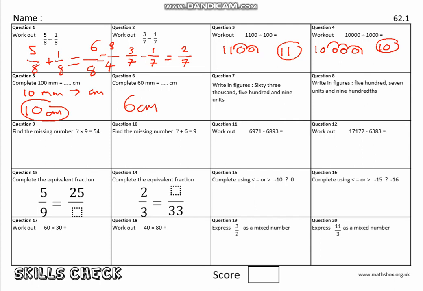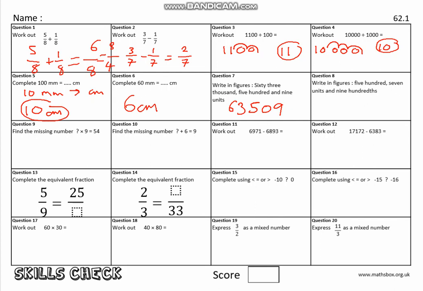So write in figures 63,509. Okay, so you need to take this nice and slowly. So we've got 63,000, and then we've got 509. And so you just write your 509 below it there. Okay, same for this one.